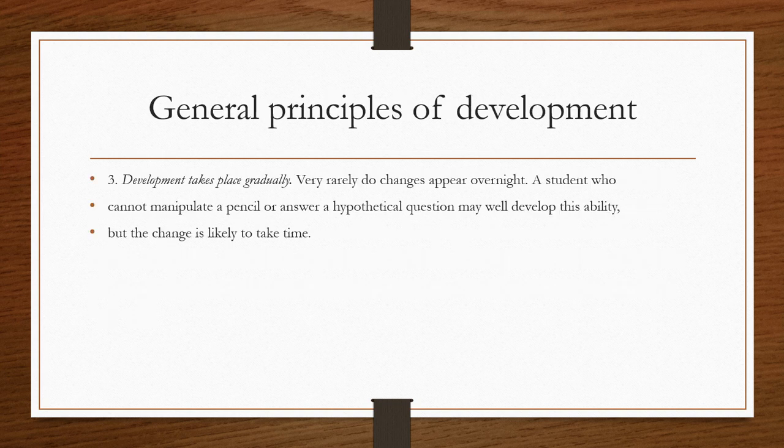Okay, the last principle is development takes place gradually. It's a slow process. Very rarely do changes appear overnight. And you might have heard this probably in an idiom that a watched pot never boils. A student who cannot manipulate a pencil or answer a hypothetical question may well develop this ability, but the change is likely to take time. Of course, change takes time.